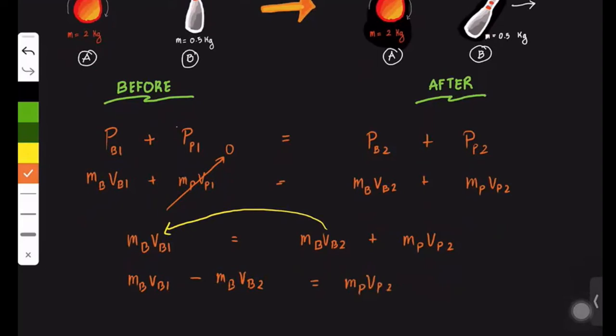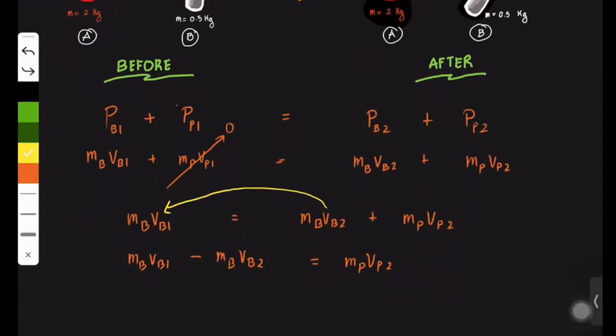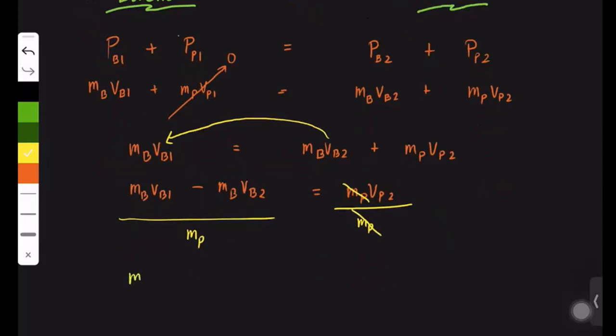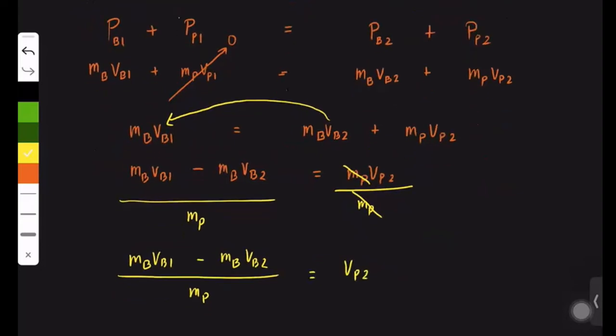Now, since we're solving for VP2, the velocity of the bowling pin after the collision, which is multiplied by MP, all we need to do is divide both sides by MP, the mass of the pin. We cancel this out, and our formula now is MB VB1 minus MB VB2 over MP equals VP2. So that's very simple. This is now our formula.